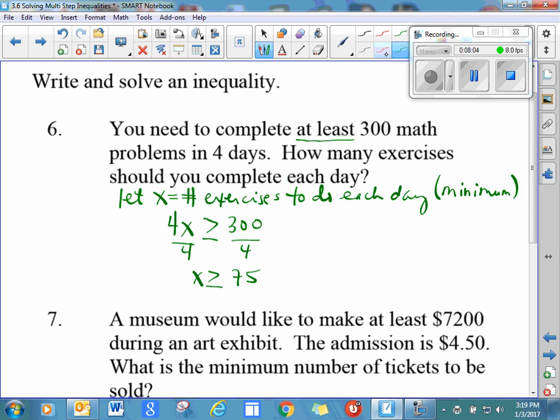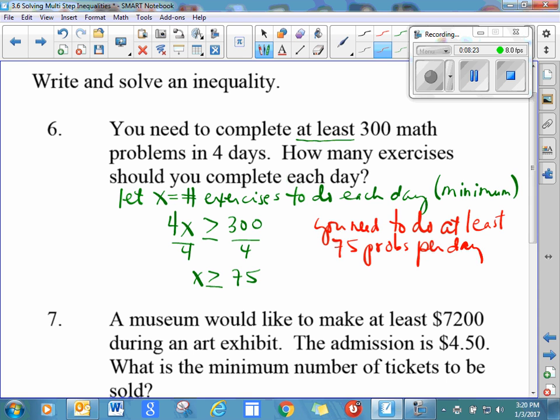And now you need to answer this question. This is math. The answer to the question is going to be in English words. You need to do at least 75 problems per day to reach goal in 4 days. So that's your answer.